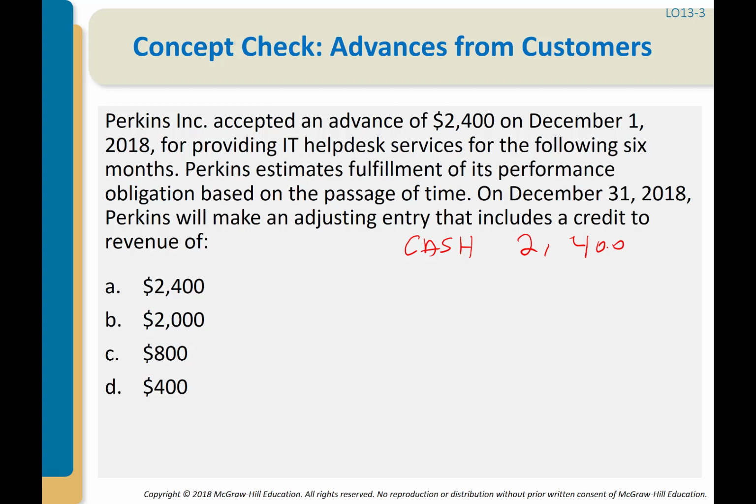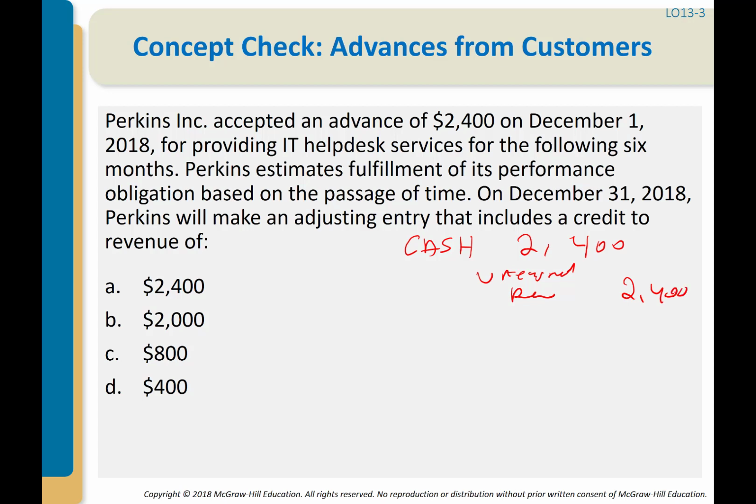Okay, so we've got $2,400 cash, and we're going to credit what? Unearned or deferred revenue. Okay, I'm going to go ahead and put unearned. I'm not sure what they call it. Those are synonymous terms. There's no requirement that it be one or the other. I'll go ahead and put unearned revenue. That says unearned revenue for $2,400, right?